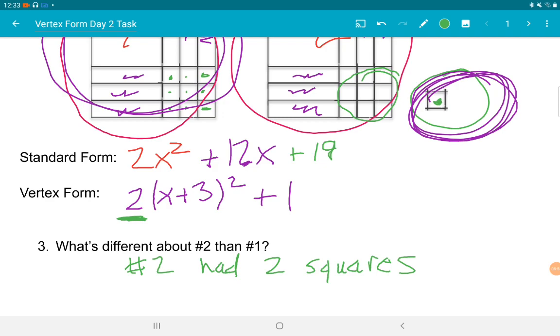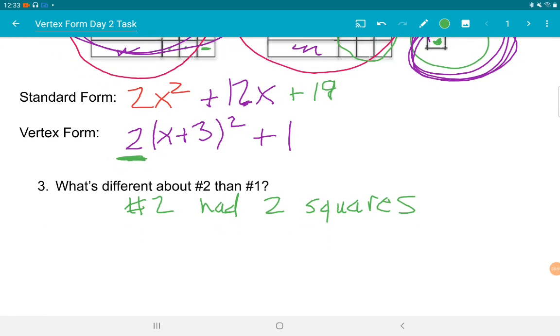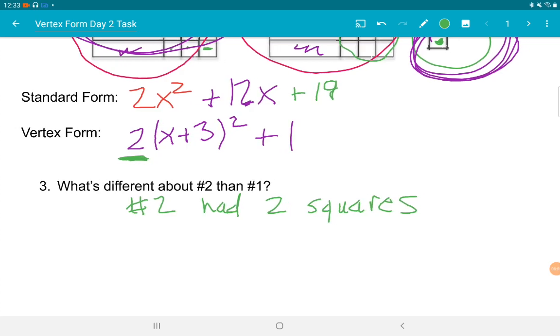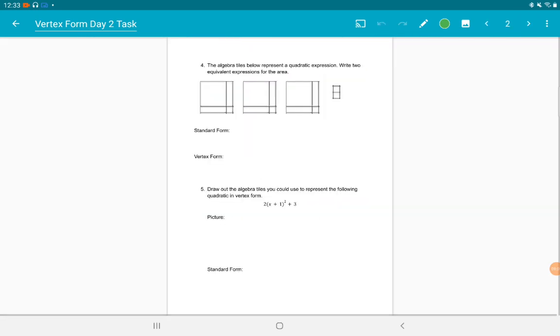Okay. Let's go ahead and move on here. So I think that's it for that page. So let's go ahead and move on to our next page.